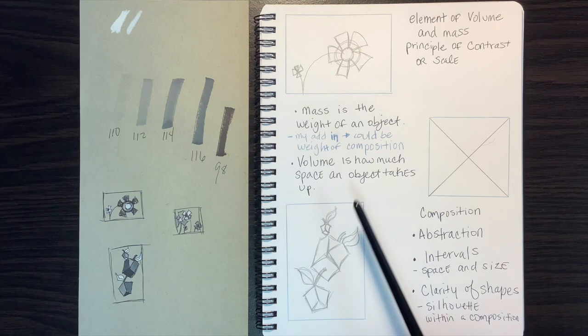When it comes to volume, it's how much space an object takes up. That can be how much space the object is taking up in your composition. Maybe the object that's next to it is not taking up as much space. That's contrast, right? Something big, something small when it comes to how much space something is taking up in your composition.